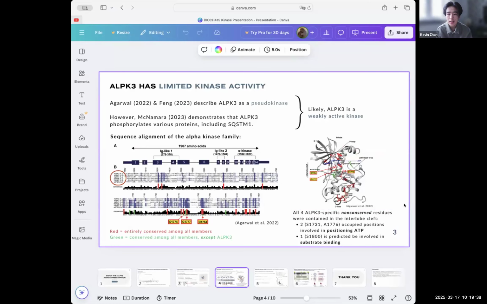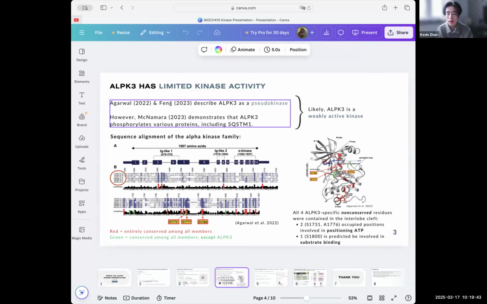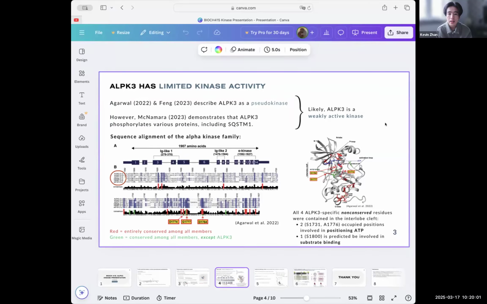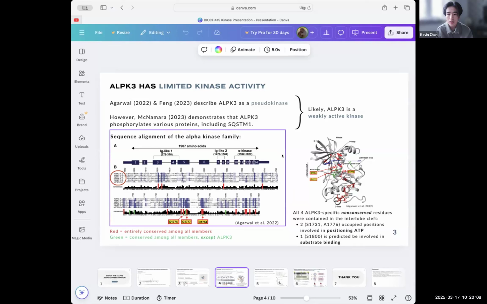ALPK3 has limited kinase activity. So what I mean by that is some studies, specifically by Agarwal et al., had described ALPK3 as a pseudokinase. A pseudokinase is a pseudovariant of an enzyme that lacks catalytic activity. However, some other studies have demonstrated that ALPK3 phosphorylates various proteins, including SQSTM1. So I sort of found the middle ground and likely deduced that ALPK3 functions as a weakly active kinase. And if we look at the sequence alignment of the alpha kinase family, it sort of supports my conclusion.